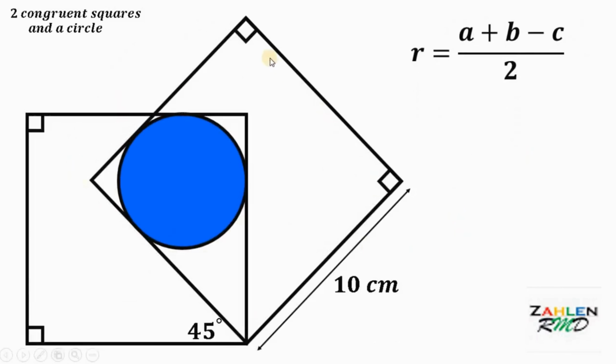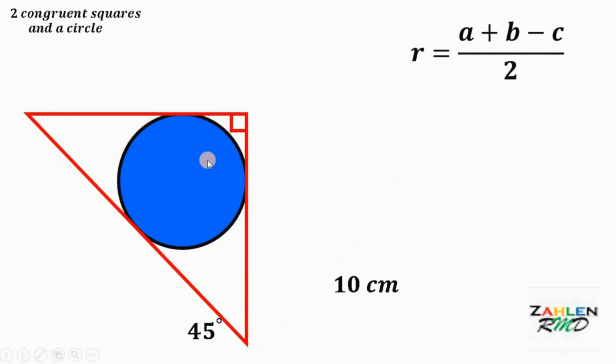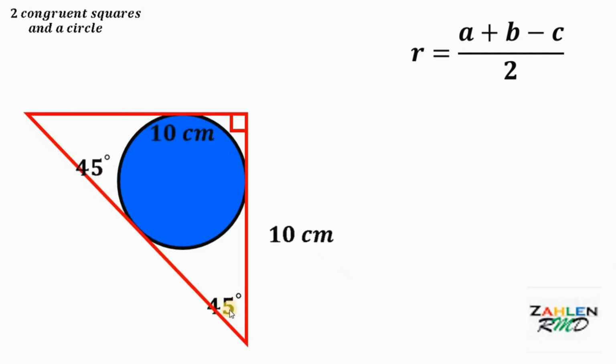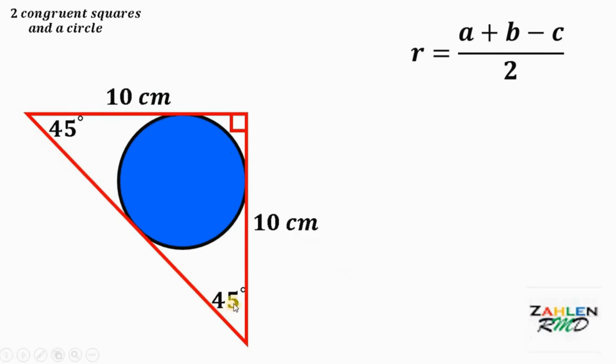To do that, take note that the second square is tilted 45 degrees. Therefore, if we extend this side, we create a right triangle like this. Now since we have a right triangle and a circle, we can now find the radius of the circle. So let's focus on the triangle and the circle. Now take note that this is the diagonal of the square. Therefore, these two angles must be 45 degrees and the length of the side of this square must be equal to 10 centimeters.